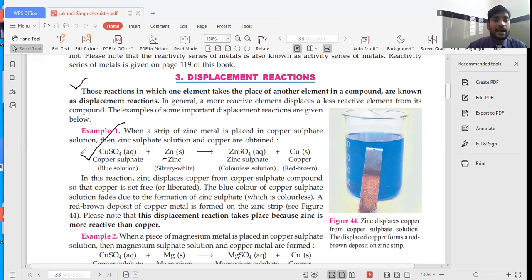For example, we are having CuSO4. Zinc is more reactive than copper. So if we put a zinc strip in the copper sulfate solution, it will form zinc sulfate and copper. How can we observe this reaction? Copper sulfate is blue in color. When we put a zinc strip into it, copper will be deposited on the strip, and the color of the solution will slowly fade and then turn colorless. Understood? This is all about the displacement of copper by zinc.